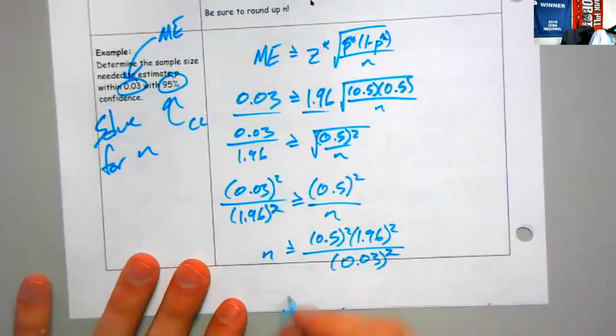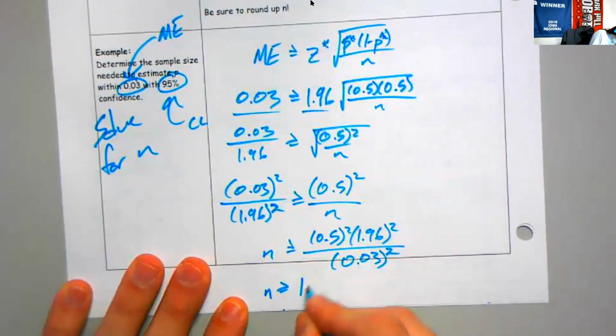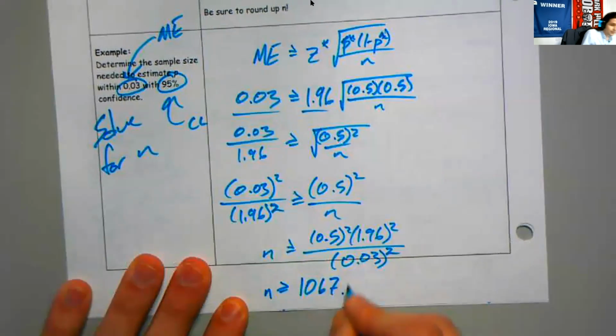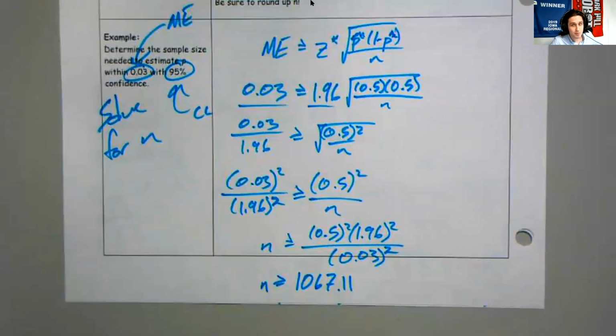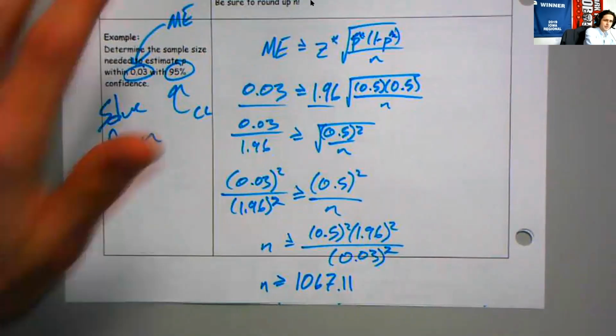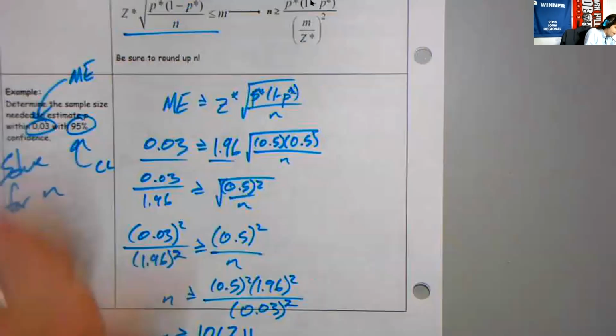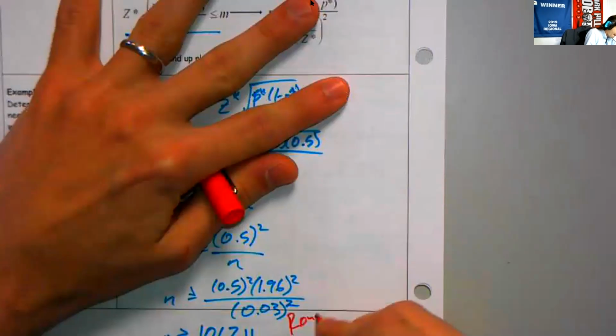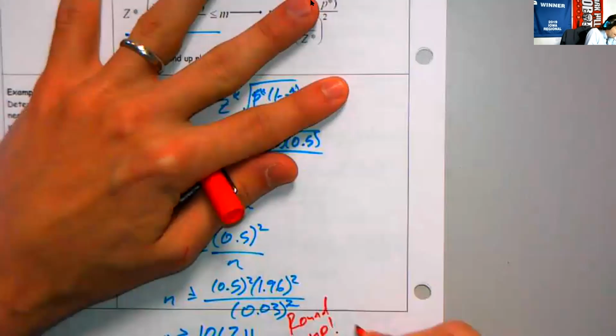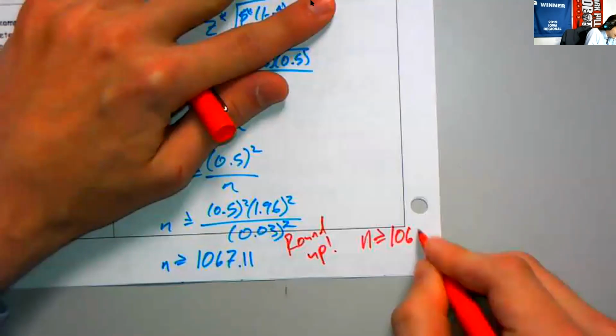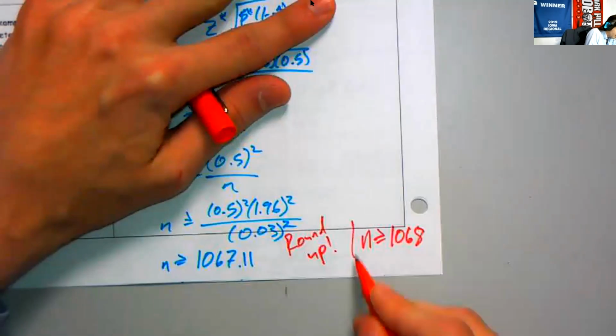$1067.11. n ≥ 1067.11. So how many people do we have to talk to? 1,067.11 people. How do you talk to 0.11 of a person? Round that up. n ≥ 1068. Call it. Put a box around it.